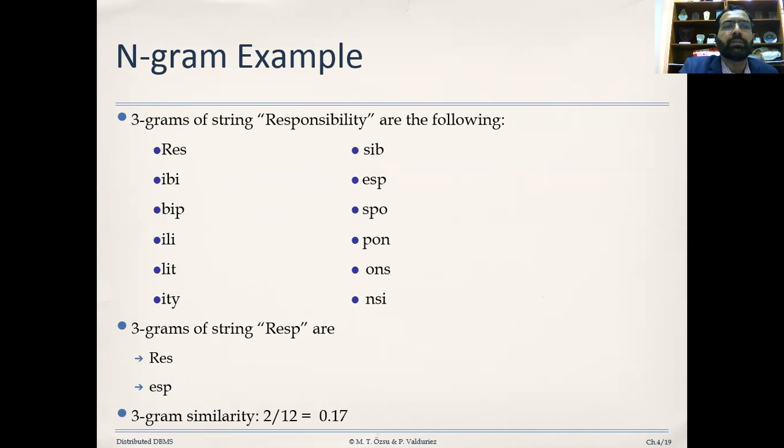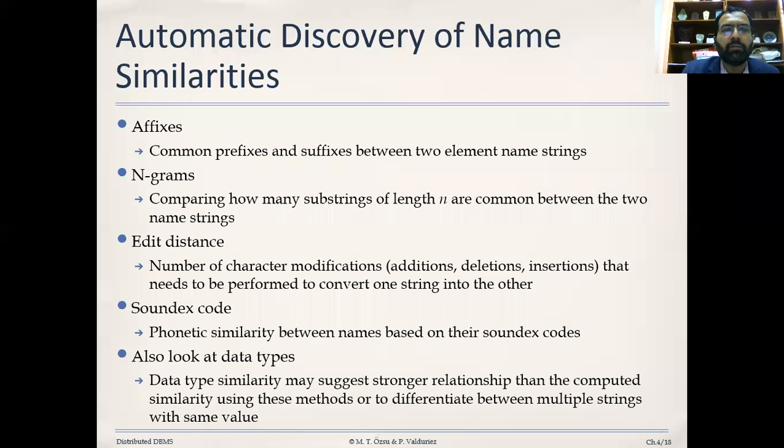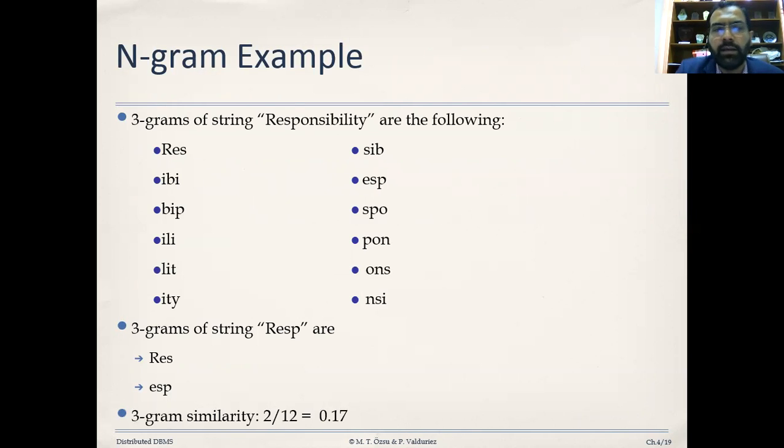The n-gram approach is basically, for example, if you just want to see how it works, and here n can be replaced by any number. It might be 2, it might be 3, it might be 5. It all depends upon the similarity which you want to apply. So the 3-grams of the string RESPONSIBILITY are the following, where we have, let's suppose, these three strings being represented here. And let's suppose we want to apply the 3-gram of the string RESP, or RES and ESP.